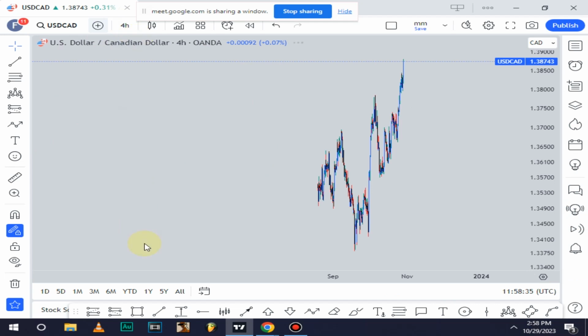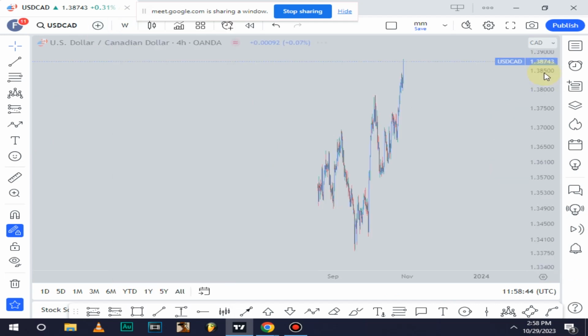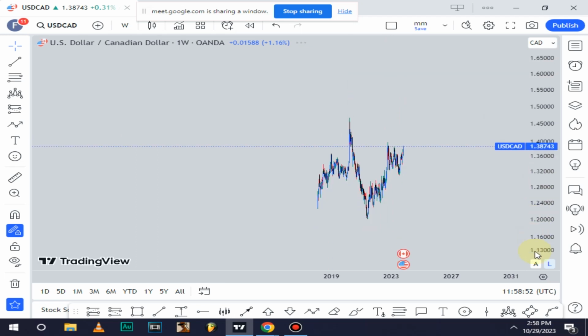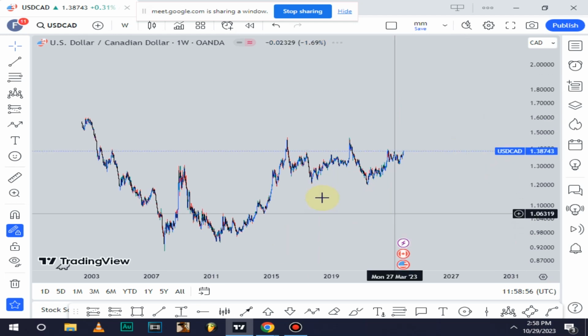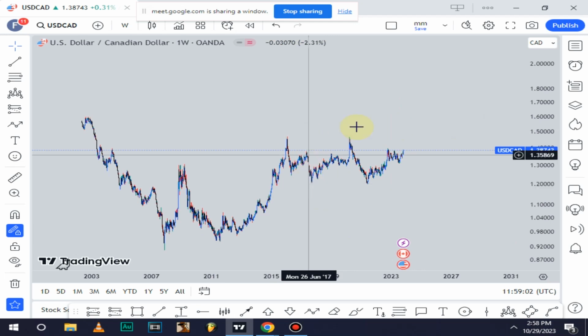Alright. Let me start from the weekly. This pair usually manipulates me. I don't like this pair. Alright, so let's see. This is the weekly. I don't know if price might be going up to give us a triple top. I don't know. Let me see.